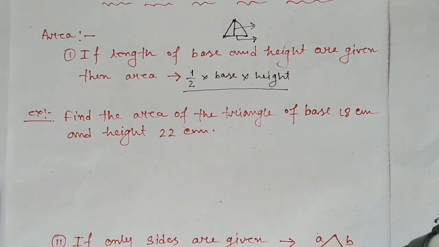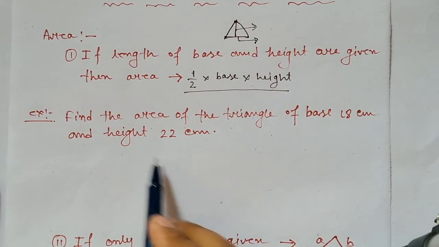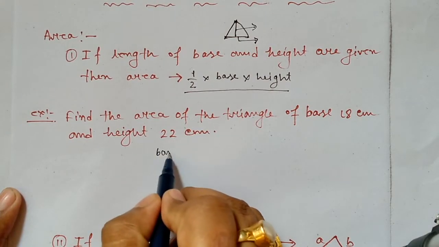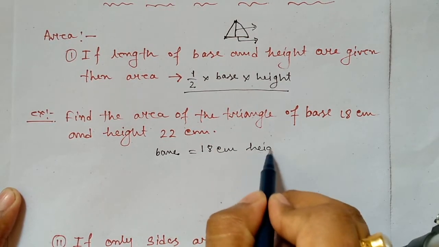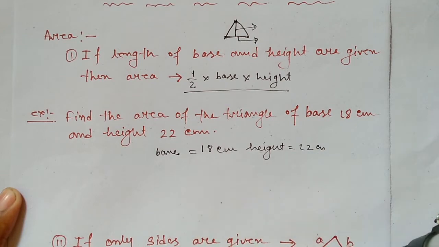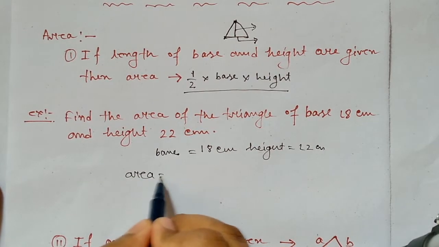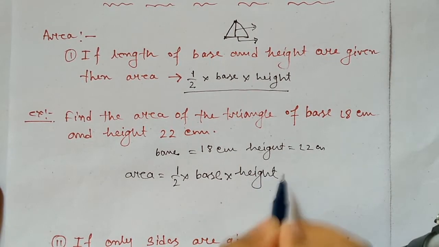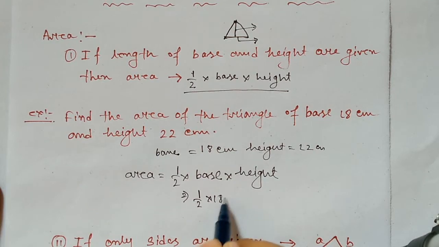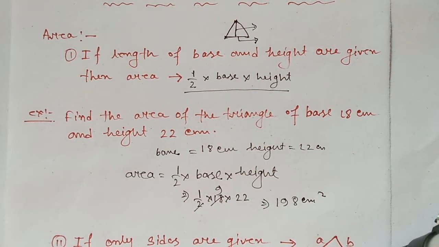As we have a problem, let's find the area of a triangle of base 18 and height 22 cm. Then find out the area. So we have base 18 cm and height 22 cm. The formula for finding area is half into base into height. So we have half into 18 into 22, which is 198 cm square. This is the answer.